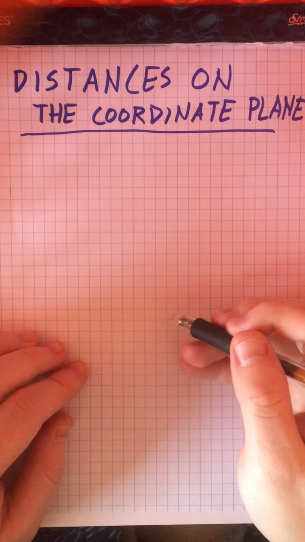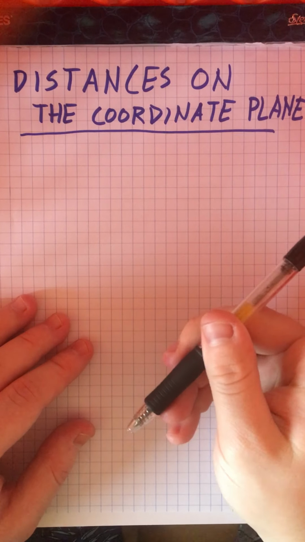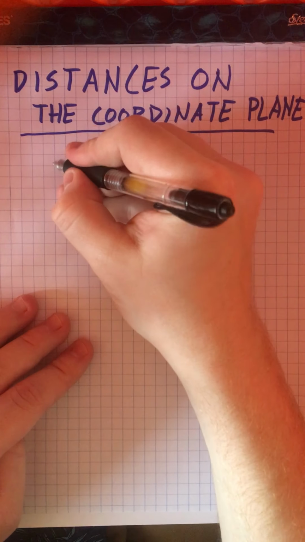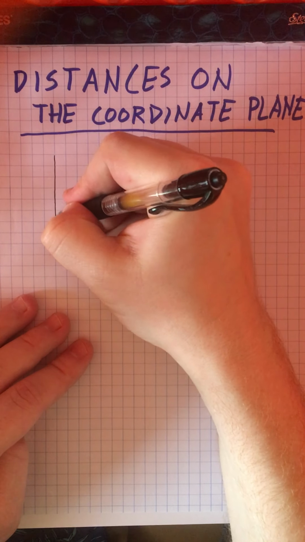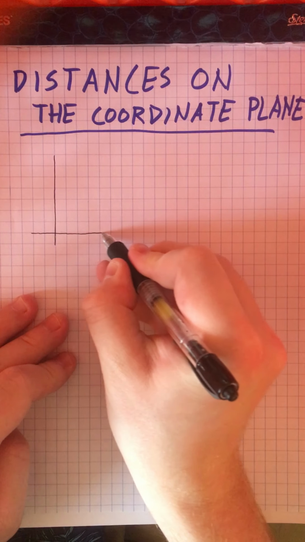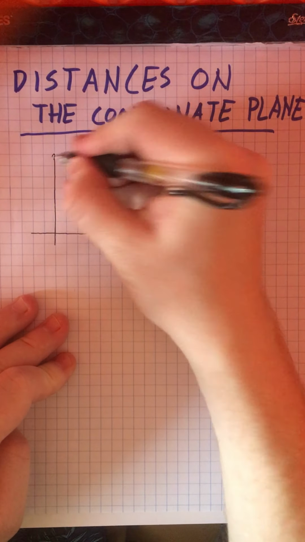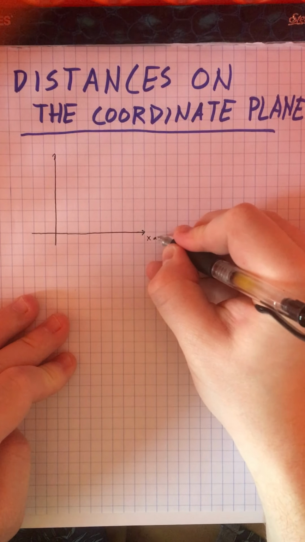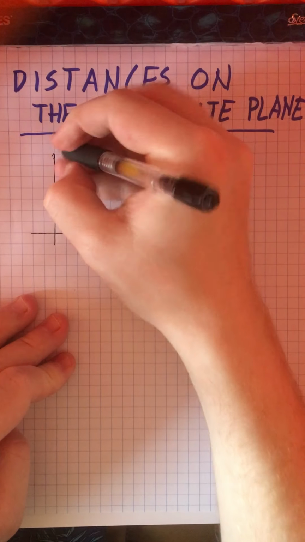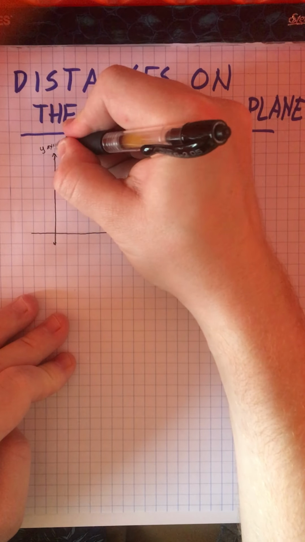So let's talk about another major application of the Pythagorean theorem, which is finding the distances between 2 points on the coordinate plane. As a friendly reminder, our coordinate plane is a flat surface that has 2 axes running along it. Our horizontal axis we call the x-axis, and our vertical axis we call the y-axis.